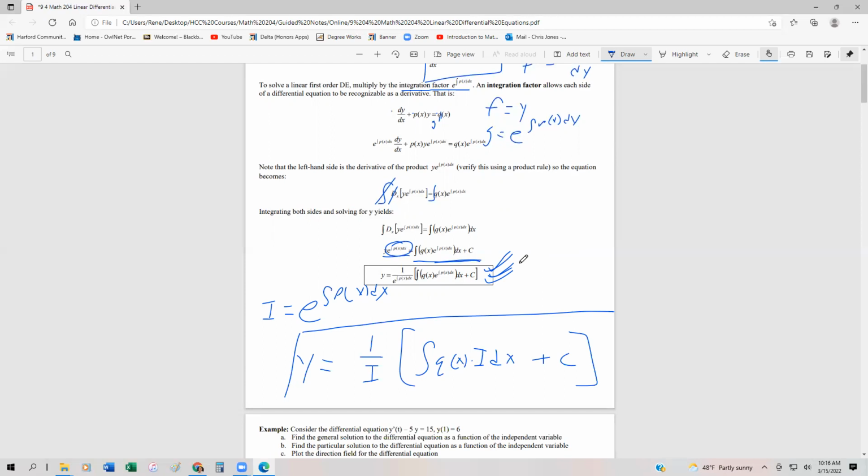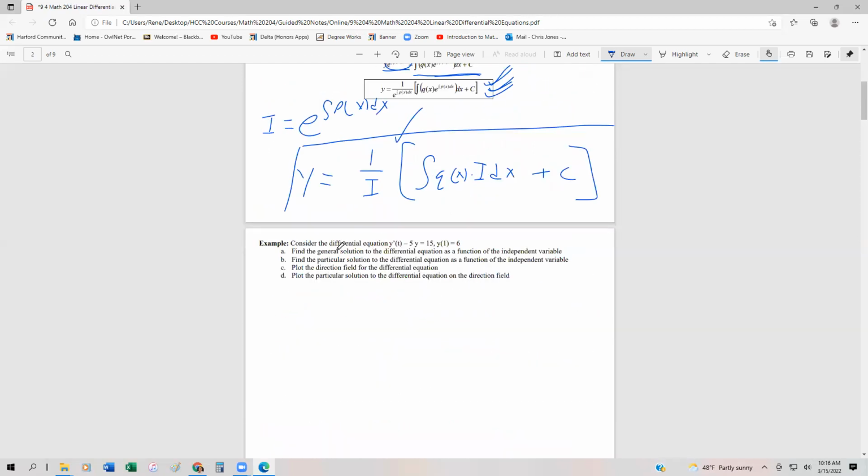All right, so let's take a look at an example of being able to use this formula that we just found. We have a really basic linear differential equation: y prime minus 5y equals 15, with y at 1 equal to 6. Find a general solution, find a particular solution, and then similar to what we did in the very first problem in the previous section, we're going to plot the direction field, and then we're also going to plot the particular solution. And this is a way to verify our answers.